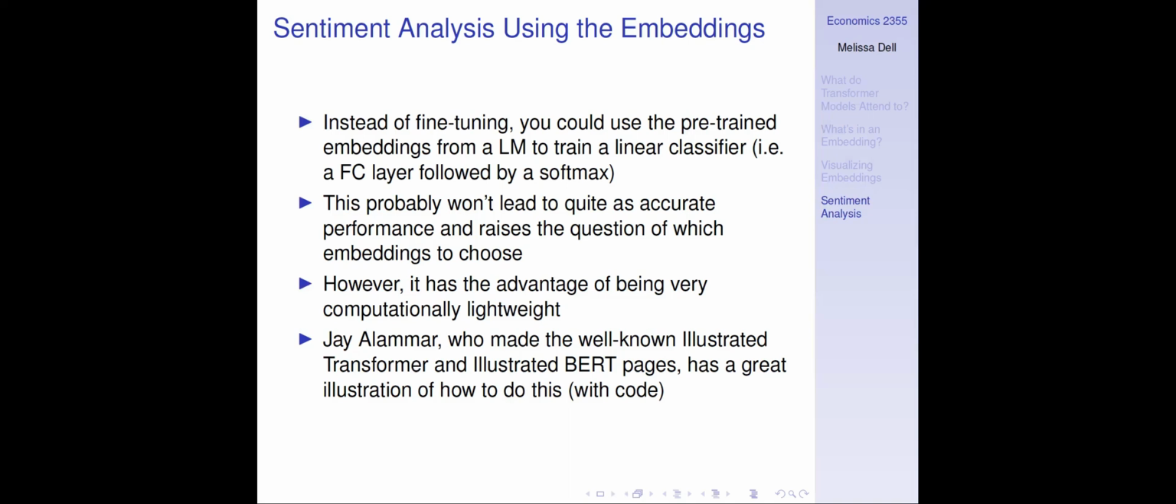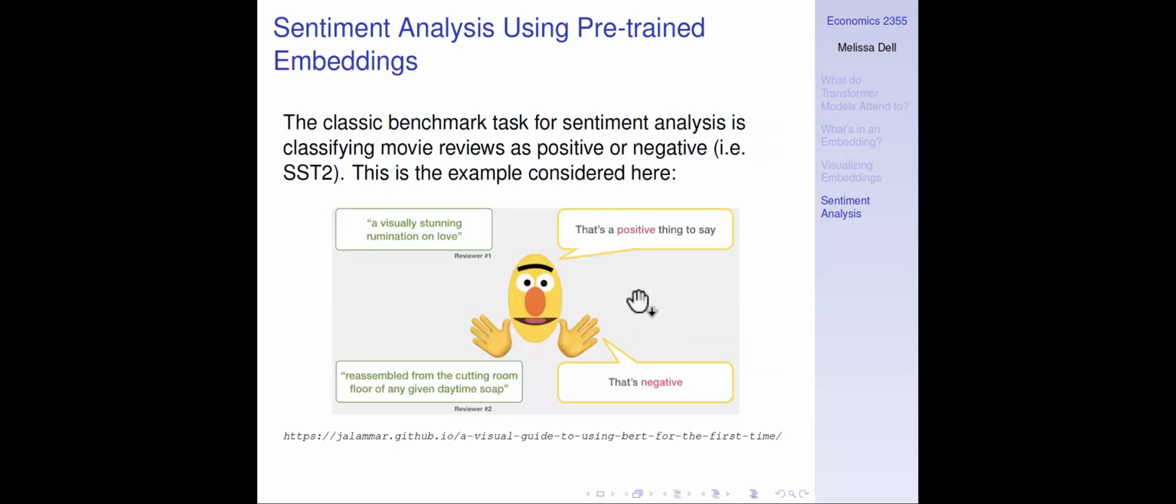Jay Alammar, who has the well-known Illustrated Transformer and Illustrated BERT pages, also has a great illustration of how to do this with code that's buried on his website. And so I'm going to use that to illustrate a bit more concretely how you would take this approach of, rather than fine-tuning the BERT model, just taking the embeddings from it, not touching the BERT parameters, and then using those embeddings to train a classifier.